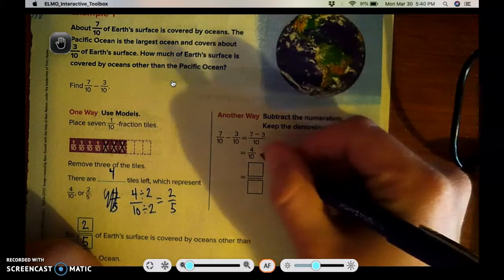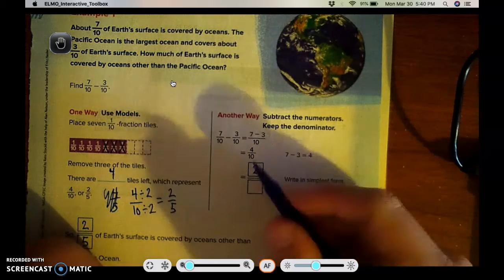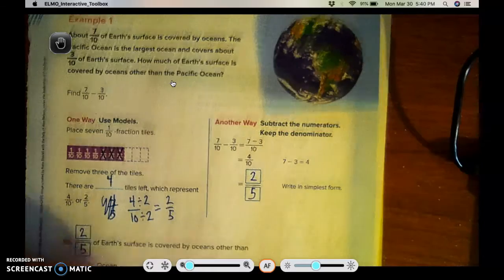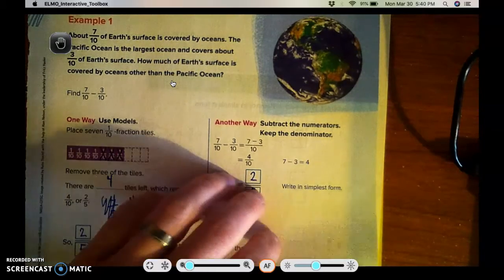When we have it, again, we want to write it in simplest form like it says. So we already showed that, so we're going to go 2/5. So we'll do a few more together, a couple more together at least.